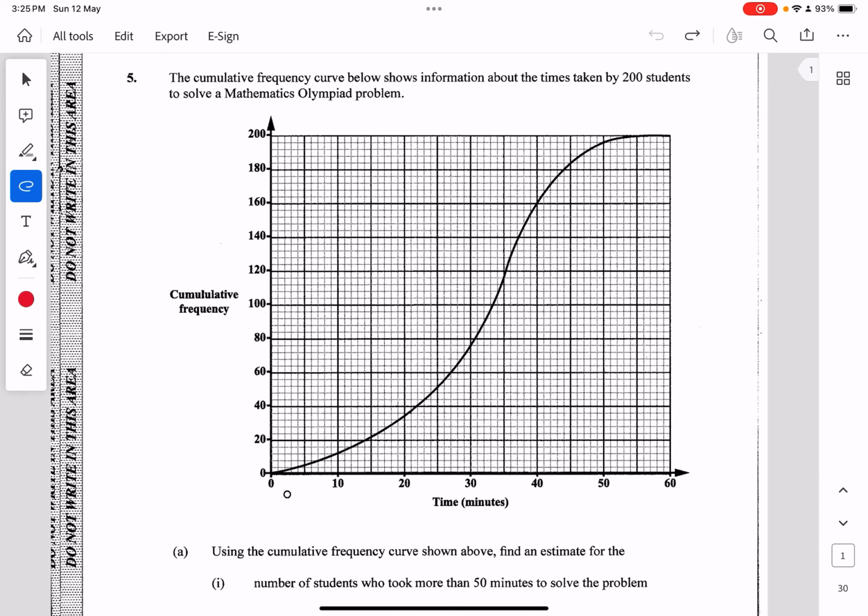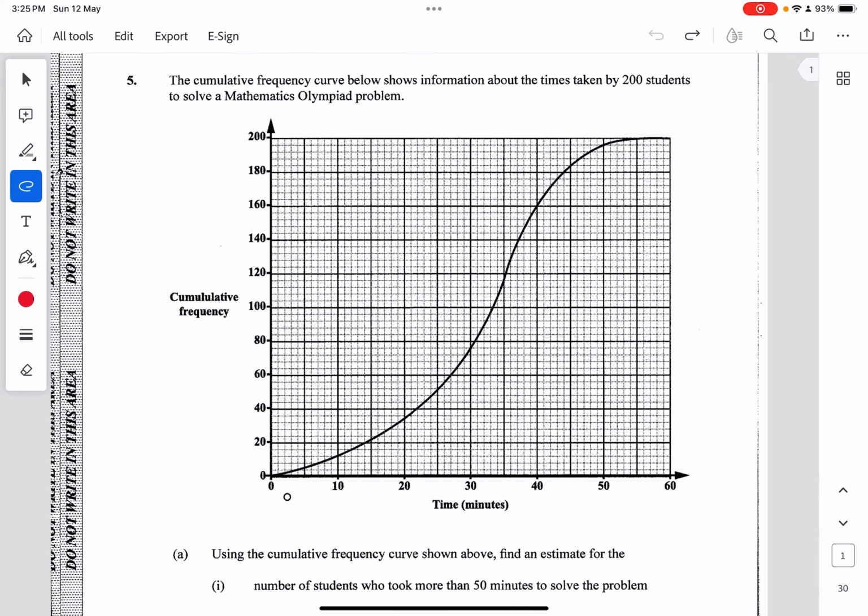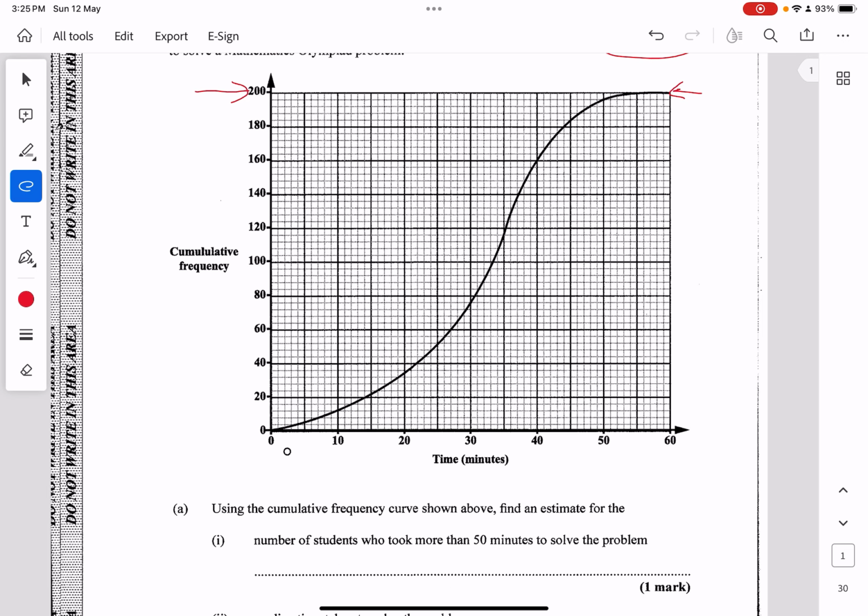So we have a cumulative frequency curve here on the left. On the y-axis we have our cumulative frequency, and on the x-axis we have time. Observe that the highest number on our y-axis is 200, and our frequency curve goes up to that number, and we're also told that it's 200 students who would have done the problem, right? So let's look at part A.